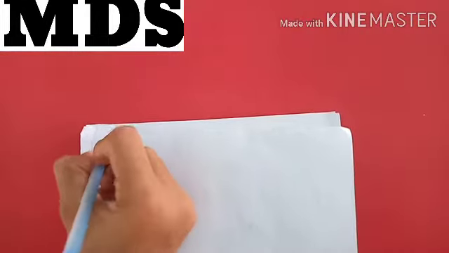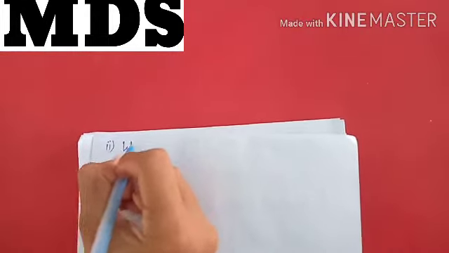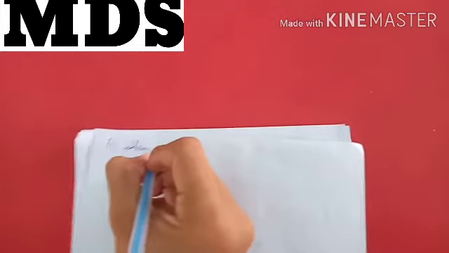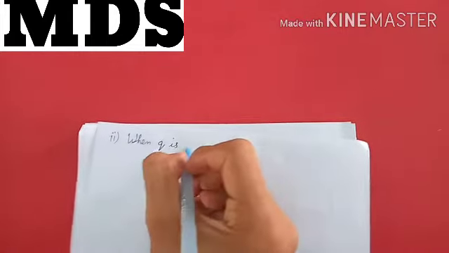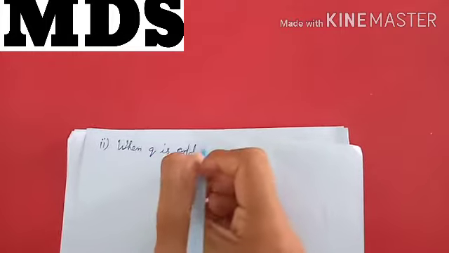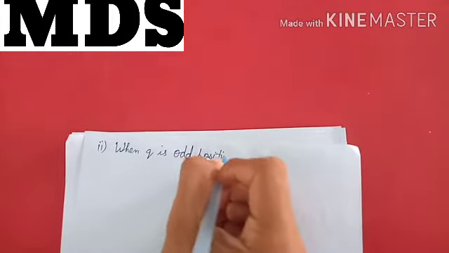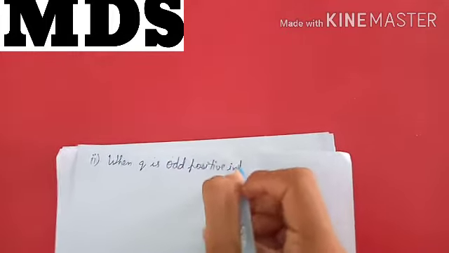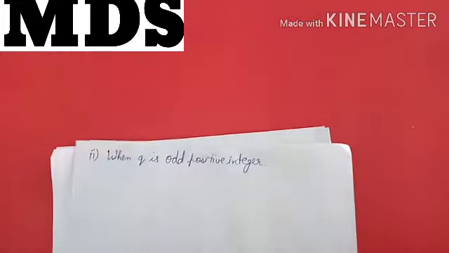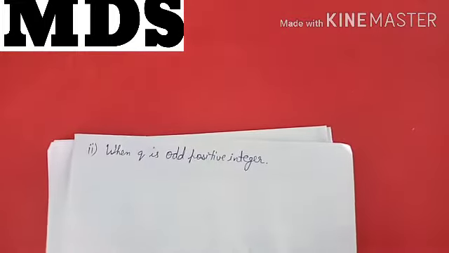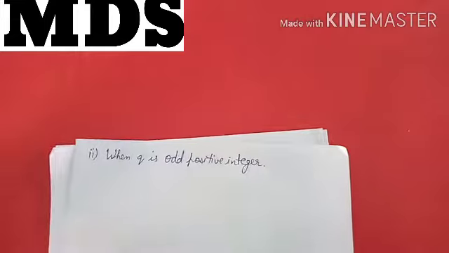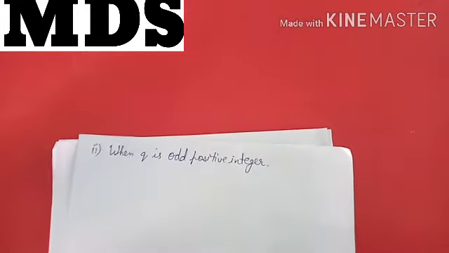Okay, so second is when q is an odd positive integer. Okay, in the previous case also, the power that is q must be a positive integer and odd.